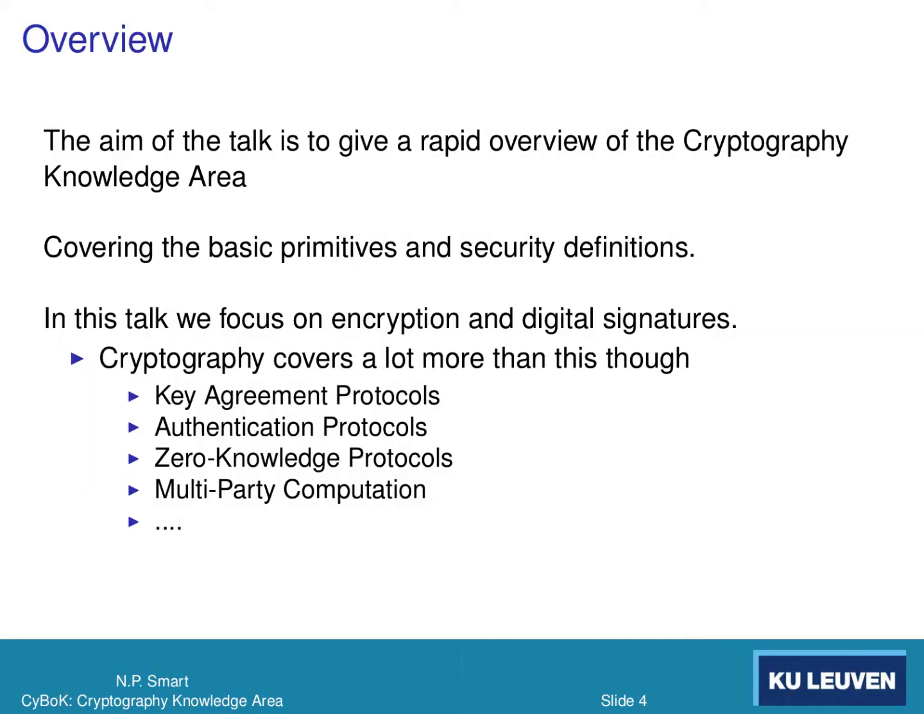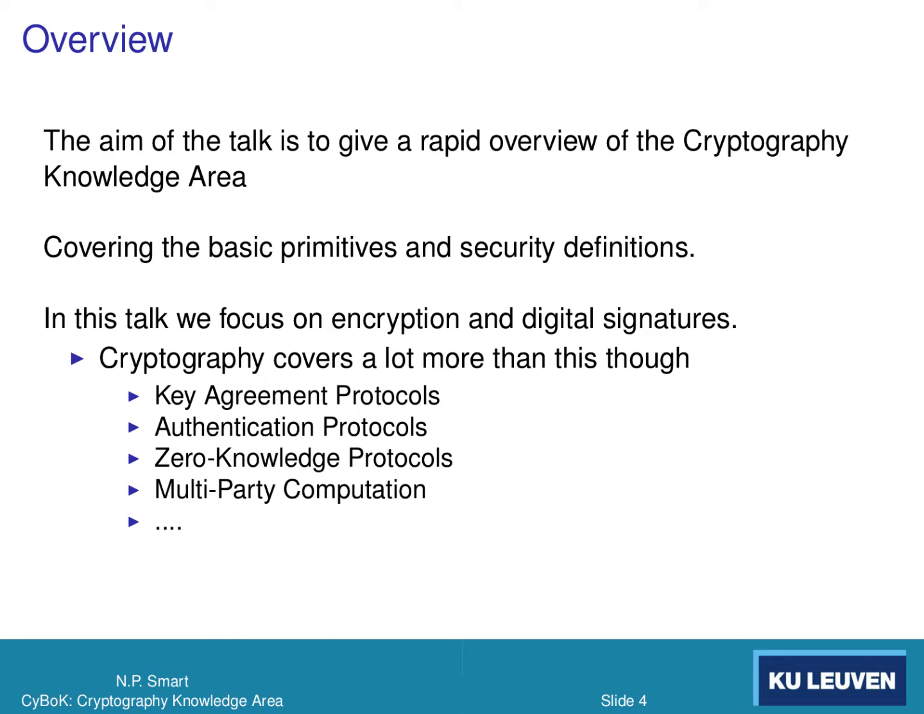Okay, so the aim is to give a very rapid overview of the cryptographic knowledge area. As I said, we're going to cover the basic primitives. If you actually read the CyBOK document on cryptography, you see that a lot more is covered within there than we can cover in this short introduction today. So for example, today we're not going to talk about key agreement protocols, authentication protocols, zero-knowledge protocols, multi-party computation, fully homomorphic encryption, group signatures, etc. These are all covered in the CyBOK and you can read them at your leisure. Here we're just going to give a brief overview of the main points with respect to the basic primitives.